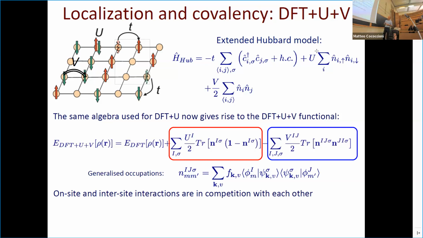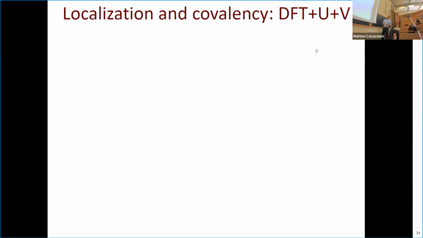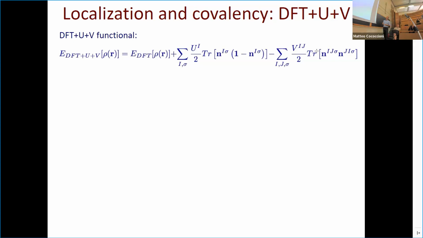So this is the difference from before. And of course, the competition between these two terms allows more flexibility. So you can capture a different regime of localization, going from atomic to bond-like, let's say, localization of electrons. And so this is the corrective Hamiltonian that I just showed you.